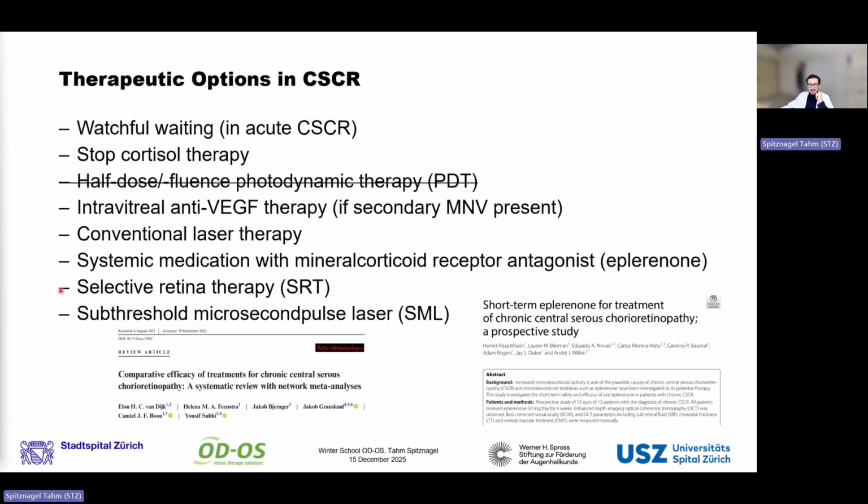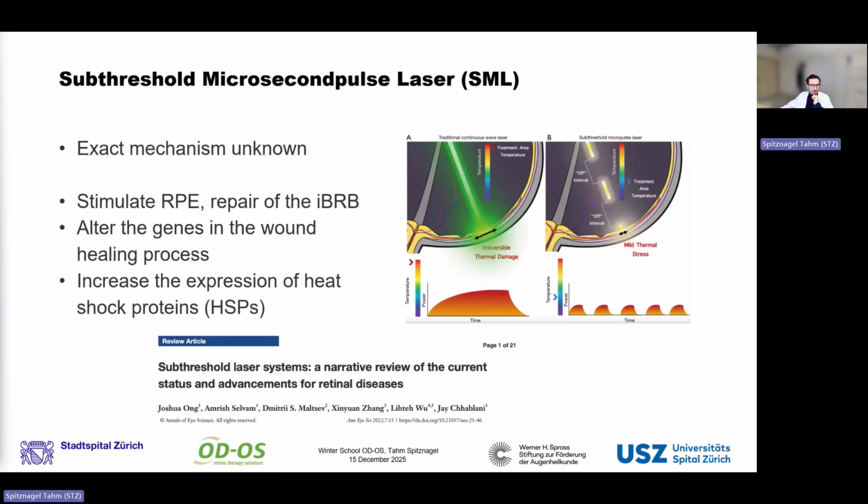Unfortunately, there has been a big shortage in the Visudyne, and therefore there is a need for new, alternative therapies. So let's go on to the subthreshold microsecond pulse laser therapy. It represents a fundamentally different approach, as said. Unlike conventional continuous wave laser treatments, SML delivers energy in very short pulses, thereby avoiding visible retinal damage and preserving the retinal architecture. The exact mechanism of action remains not completely understood.